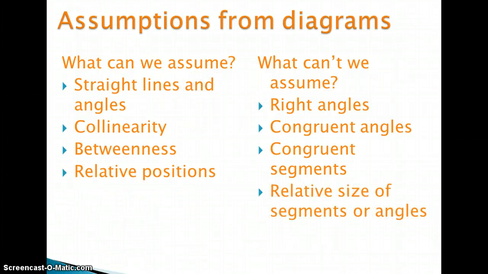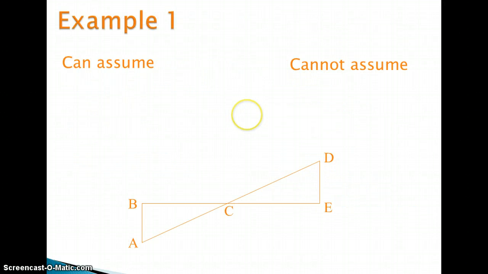And really, the size of any angles or segments, we're not going to assume that at all. We're not going to assume that something's acute because it looks like it. So we're looking at this diagram. We want to know what can we assume and what can't we assume.